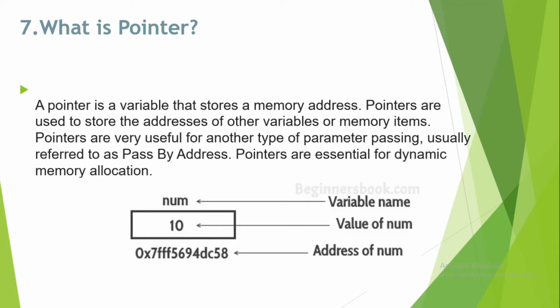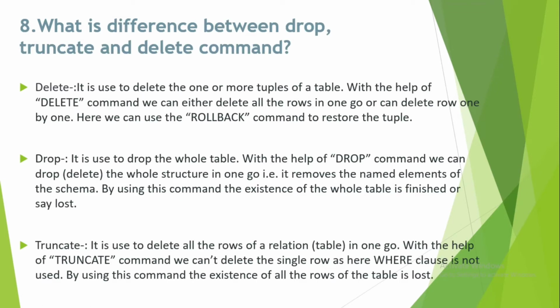As you can see in diagram, we have one variable num, and we store that particular variable at this address. So what is the difference between drop, truncate and delete? This is a confusing question, and people get stuck when an interviewer asks it. First of all, the delete command is used to delete a particular row or all the rows based on the condition which we have, and we can roll back our data when we do any operation using the delete command.